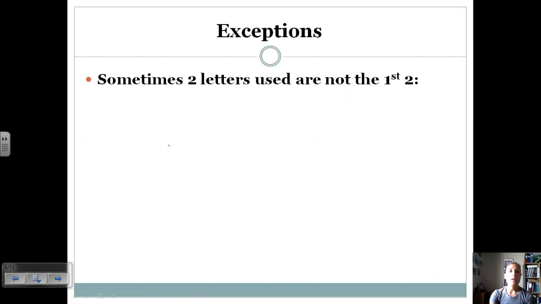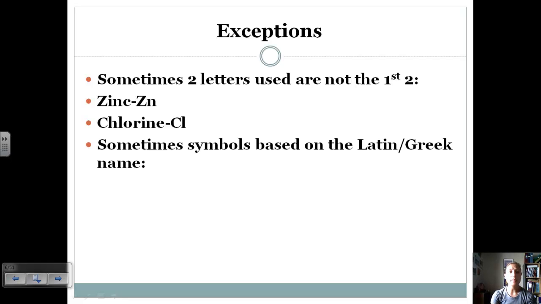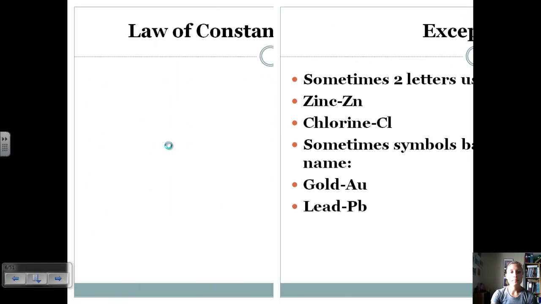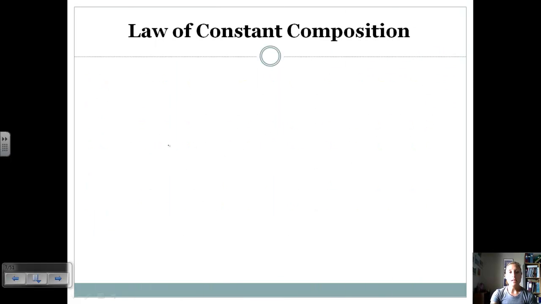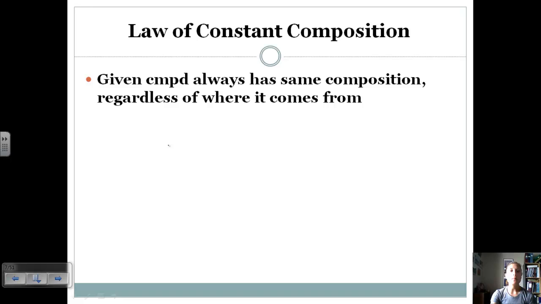Now, sometimes the two letters used aren't the first two letters of the element name. So, for example, zinc, instead of it being Zi, it's Zn. Chlorine, instead of it being Ch, it's Cl. And sometimes these symbols are based on the Latin or Greek name, not the English name or the name that we call it. So, for example, gold is Au, based on that Latin name, and lead is Pb, based on its Latin name.